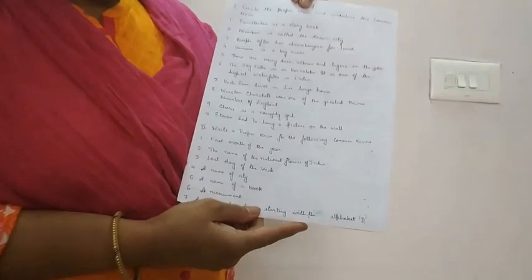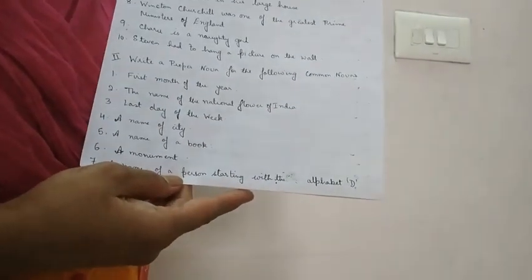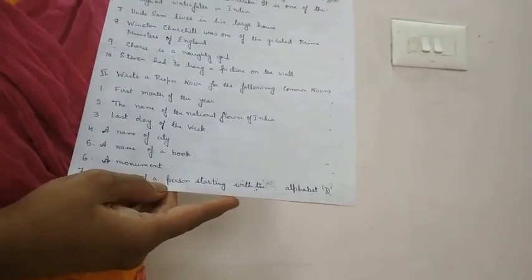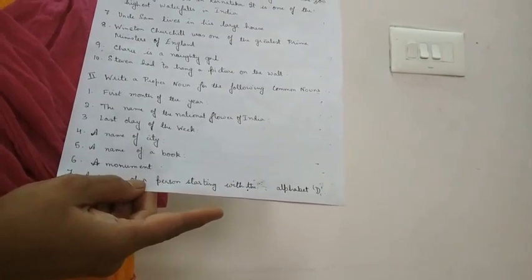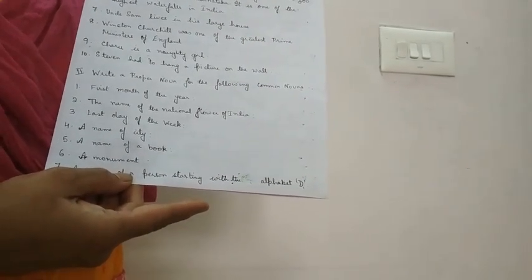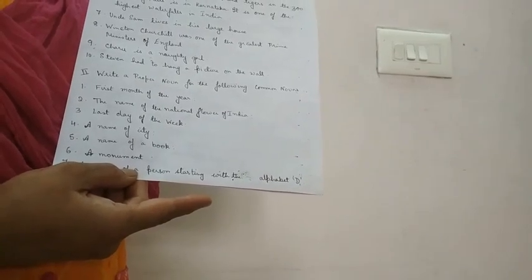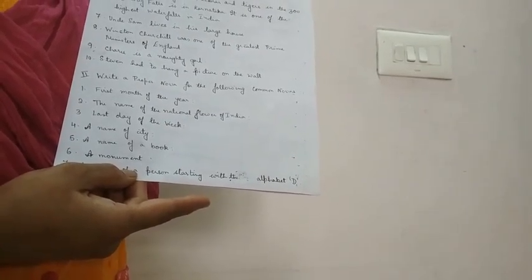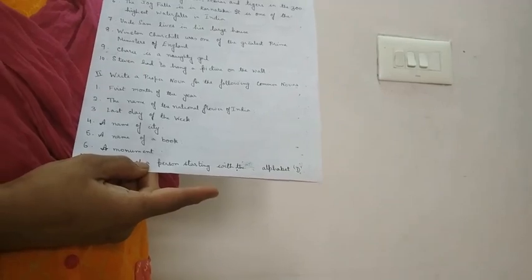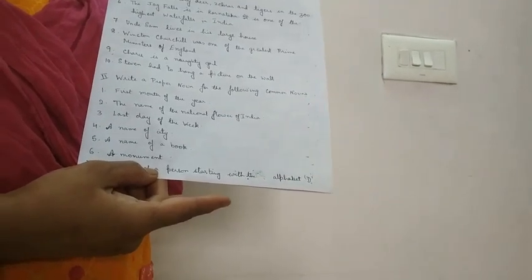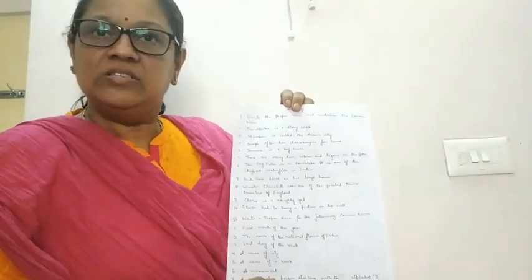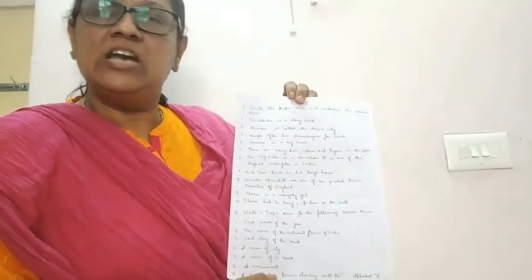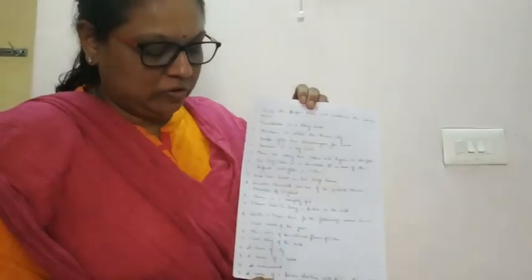Now we come to the next exercise. Write a proper noun for the following common nouns. First month of the year, the name of the national flower of India. Last day of the week, name of a city, a name of a book. Any book which you have read, you can write the name of it. A monument. You might have visited many places with your parents and have seen many monuments. You can write any monument of your choice.